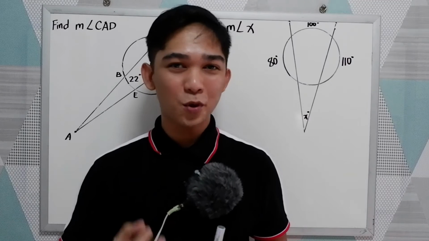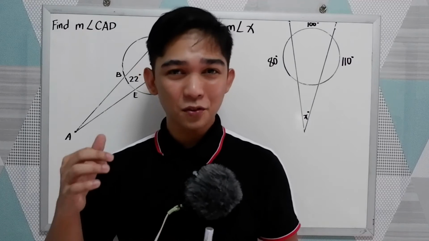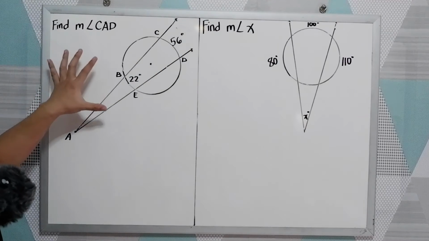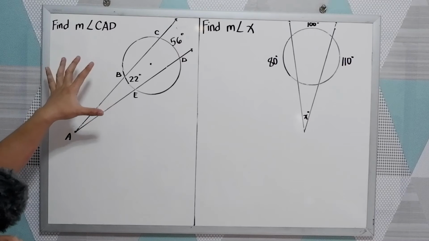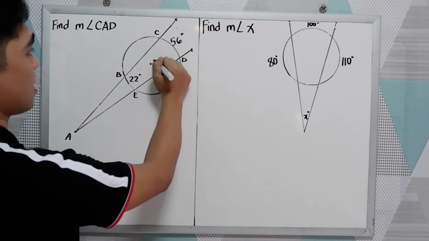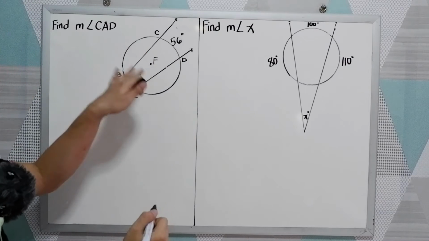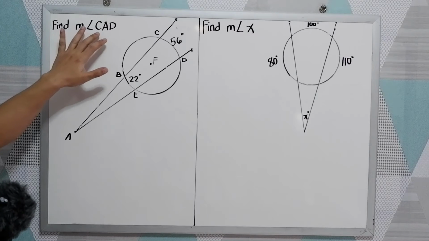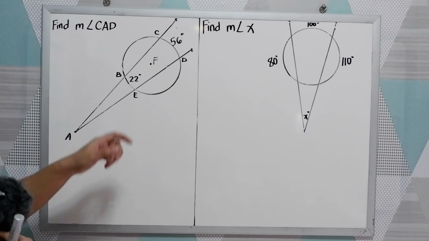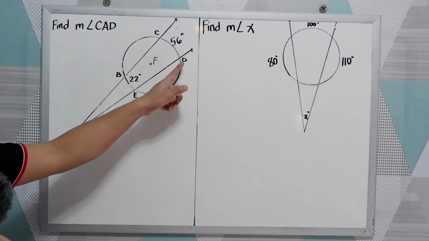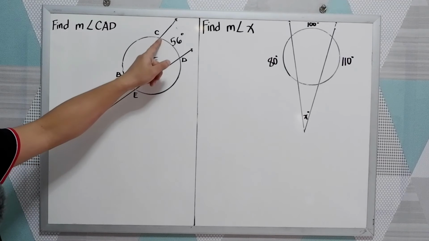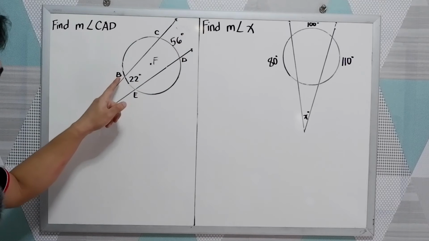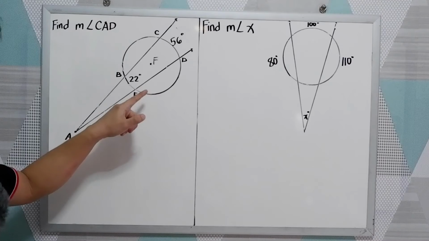To better understand our third theorem, let's have the following exercises. In our first illustration, we have circle F. We're going to find the measure of angle CAD. Where is the angle CAD? Given the arc CD measures 56 and the arc BE measures 22.